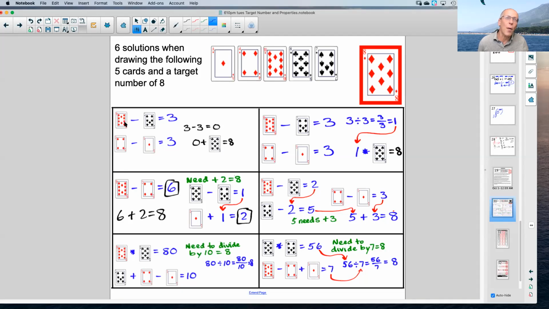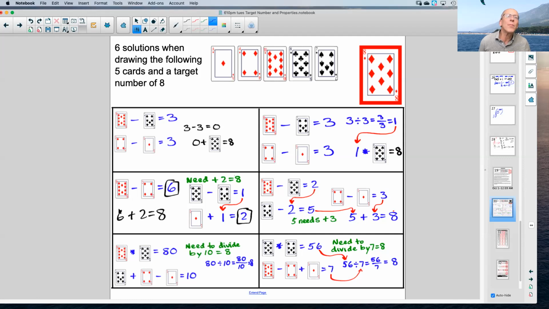Notice, Audrey, the usefulness of the properties. So I first used 4 minus 1 and 10 minus 7, both of which were 3. And then 3 minus 3 is 0. And then 0 plus this 8 was 8. I did the exact same thing here, but instead of getting 0 by 3 minus 3, I did 3 divided by 3 to get 1, and then I used multiplication instead of addition.